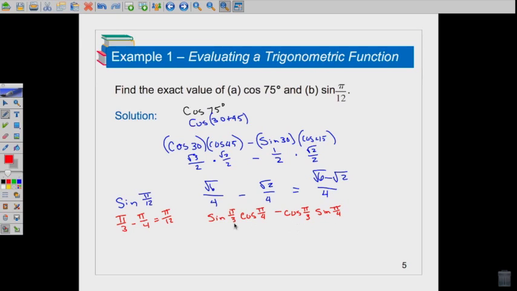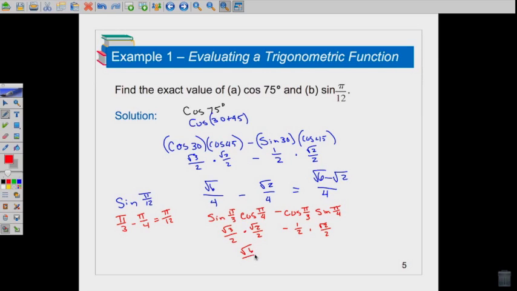Now I can start evaluating: sine of pi over 3 is square root of 3 over 2, cosine pi over 4 is square root of 2 over 2, minus cosine pi over 3, which is 1/2, and sine of pi over 4, which is the square root of 2 over 2. Now, you might start to see some similarities here. It turns out the cosine of 75 degrees is in fact the same thing as the sine of pi over 12. We're going to see the same types of multiplication happening here.